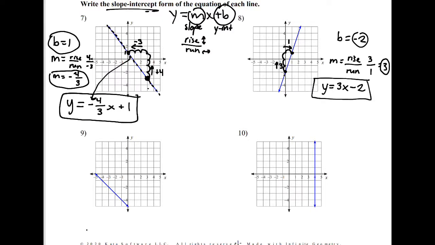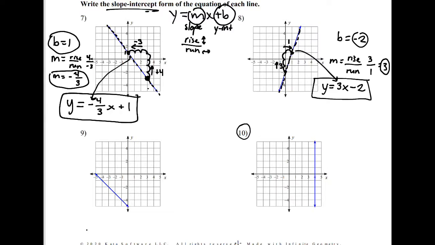So that's our final answer for the slope-intercept form. And remember, since it is going uphill from left to right, it is a positive slope, so it makes sense with the sign of our slope. So now I'm just going to bounce around a little bit. I'm going to do number 10.